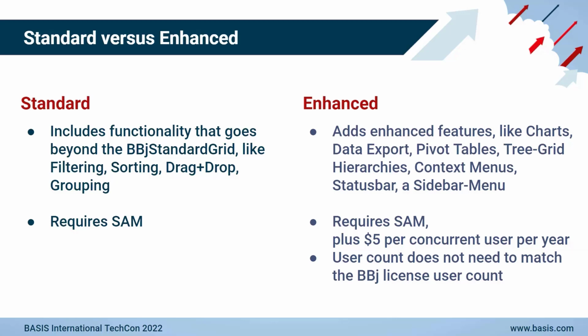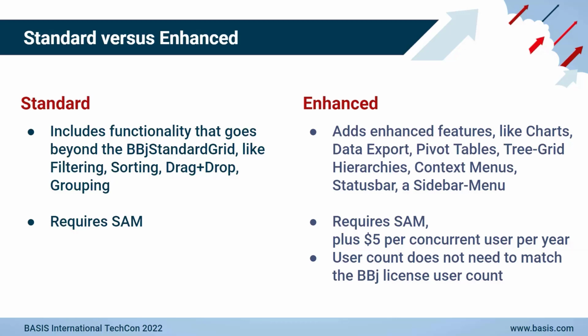Give your users features like filtering, sorting, grouping, column pinning, or column drag and drop with only little additional effort. Thanks to the underlying third-party JavaScript component we have built on, you can add additional attractive features. We at Basis have negotiated a favorable pricing structure with the vendor so that for a small fee of only $5 per year and concurrent user, you enable its enhanced features.